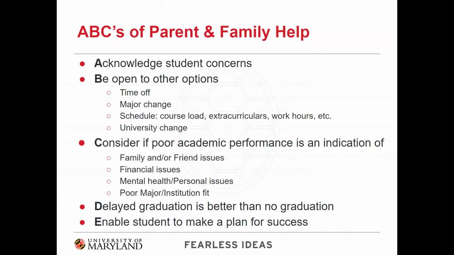Often, academic probation or dismissal is not a reflection on a student's ability to succeed here. It's usually outside issues that are affecting their academics. Also remember that a delayed graduation is better than no graduation. A student taking a semester or a year off may delay their graduation, so it may be 5 or 6 years instead of a 4-year graduation turnaround, but that's better than staying here for too long and not being allowed to graduate. Also, enable your student to make a plan for success. Make sure that they're making choices that are going to help them succeed here at Maryland and also in life in general.